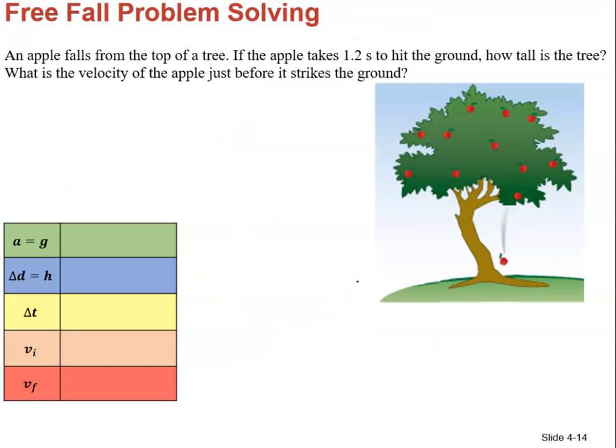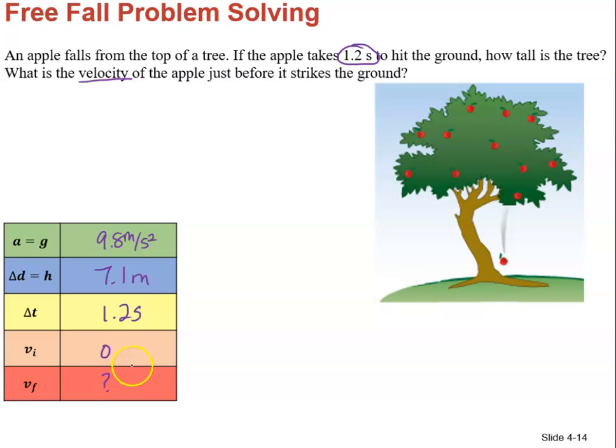So let's try another example. The apple falls from the top of the tree. The apple takes 1.2 seconds to hit the ground. We did the how tall is the tree. We want to know what is the velocity of the apple just before it strikes the ground. Well, we know there's 9.8. We now know that this is 7.1 meters, 1.2 seconds, and let's see, our initial velocity was 0.